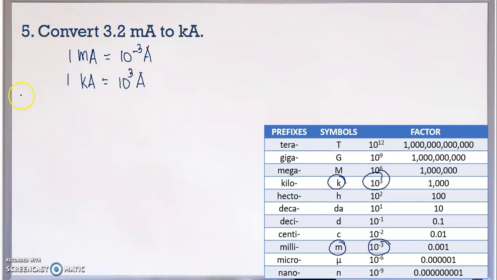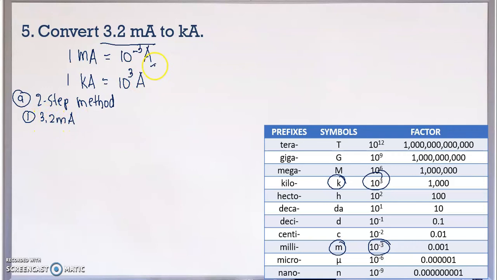Problems like this can be solved using either of the two methods. The first method is the two-step method. In this method, the first unit is converted to the base unit. After getting the measurement with the base unit, this measurement is converted to the desired unit. First step, converting milliampere to ampere.